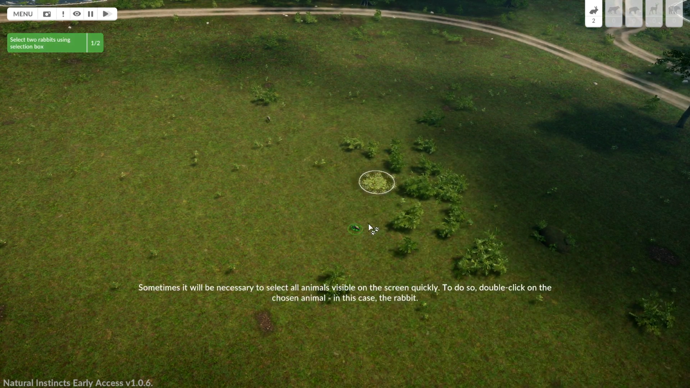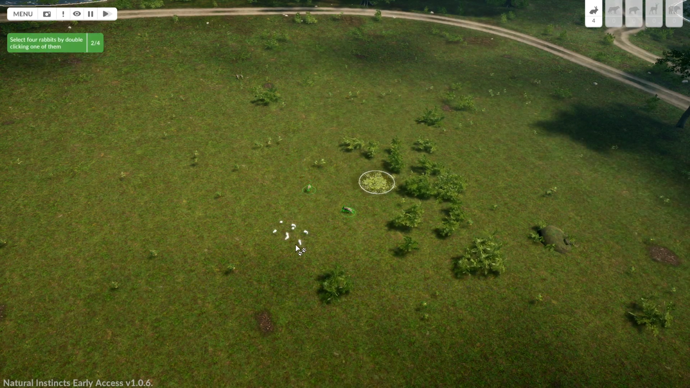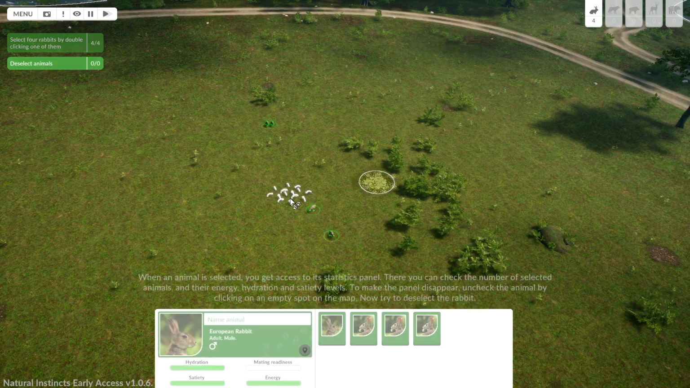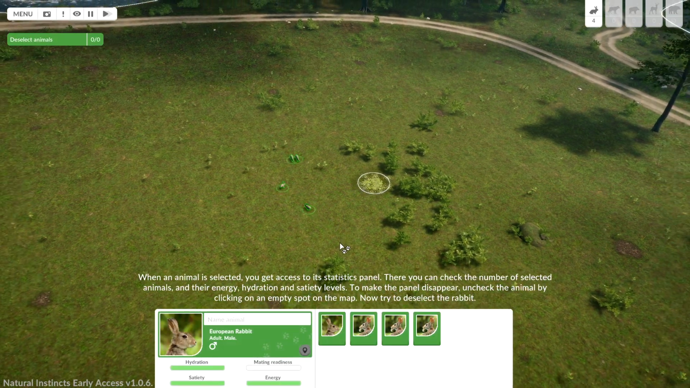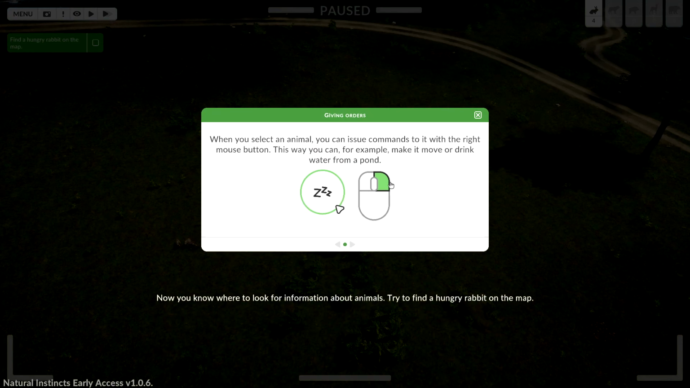Sometimes it will be necessary to select all animals visible. When an animal is selected, you get access to its statistics page. Now you know where to look for information about animals.